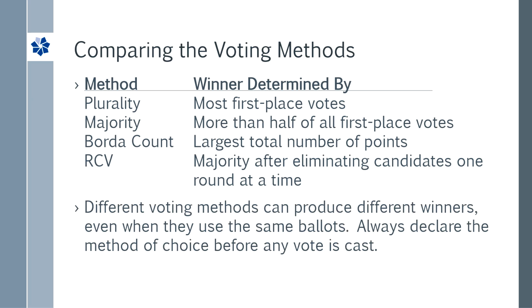Different voting methods can produce different winners, even when they use the same ballots. And there's some examples in the guided notes that we've provided. Because of that, we always want to declare the method of choice before any vote is cast. If you let somebody view the results and then determine how they're going to get counted, that's a terrible way to run an election. Somebody can change the results just by choosing a different method. So make sure you identify the method before any vote is cast.